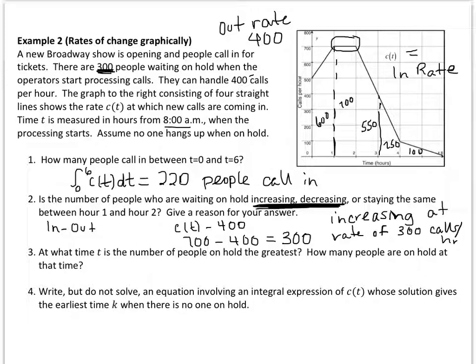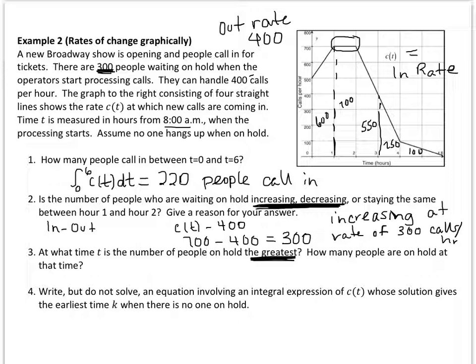Question 3 asks me, at what time is the number of people on hold the greatest? There's a keyword meaning I'm looking for a maximum here, an absolute max or min, because I'm looking for when is the absolutely greatest number on hold, and then how many are on hold, so what's that maximum. So I know that I need to find endpoints and critical points and build a table.